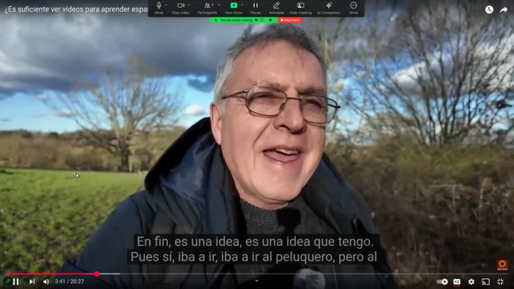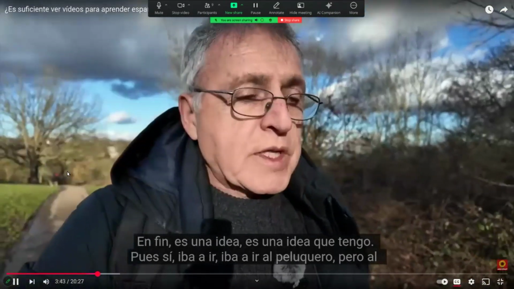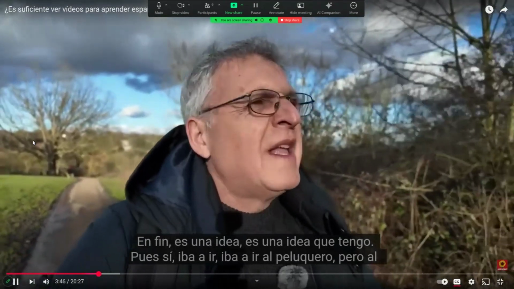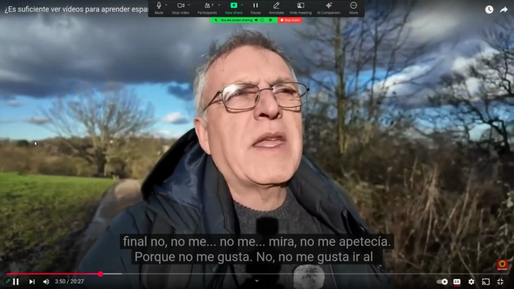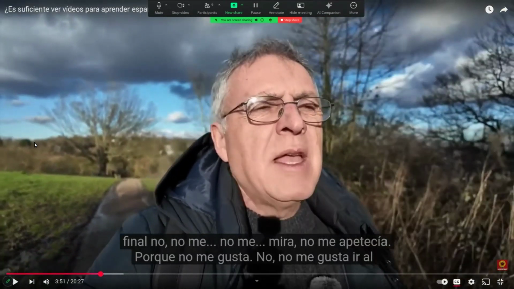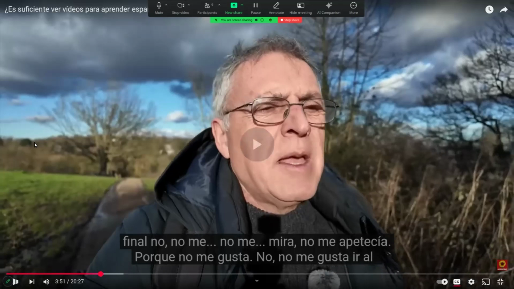En fin, es una idea que tengo. It's an idea that I have. Pues sí, iba a ir al peluquero, pero al final no me apetecía. I was going to go to the barber, but I didn't feel like it. It didn't appeal to me. No me apetecía just means it didn't appeal to me.